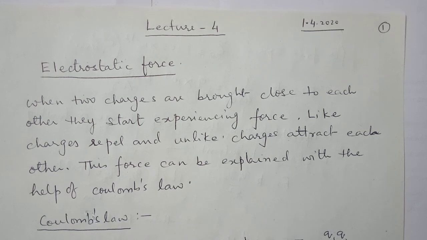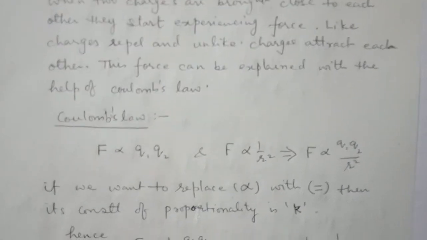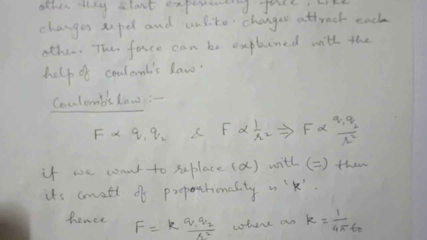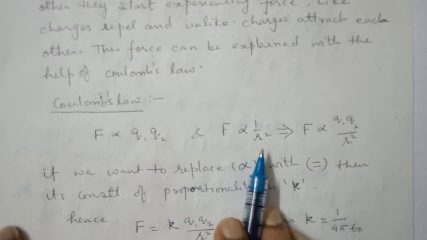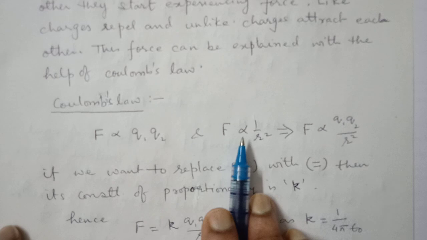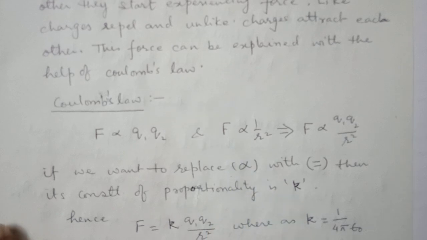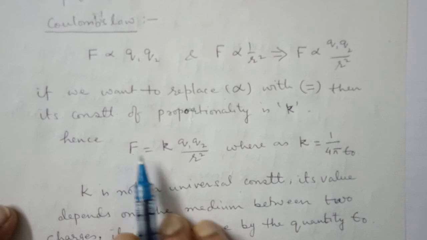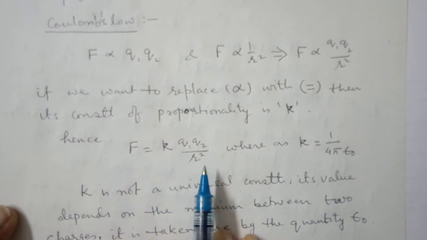And the expression for force is given by Coulomb's law, which says that the force is directly proportional to the product of two charges and inversely proportional to the square of the distance between the two. This proportionality sign can be removed by introducing a constant of proportionality, K. When the constant of proportionality is introduced, force becomes K Q1 Q2 upon R square.